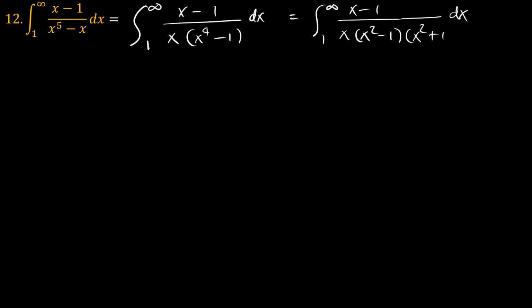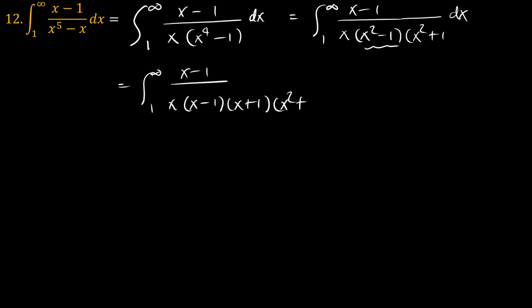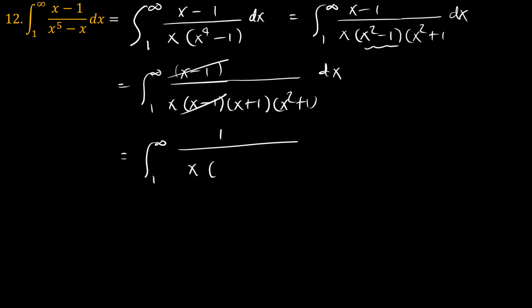And then we can further factorize this part here, so that now we have the integral from 1 to infinity of x minus 1 over x minus 1, x plus 1, x squared plus 1, right? And we see that this and that cancel away, so that now we have the integral from 1 to infinity of 1 over x times x plus 1, x squared plus 1.